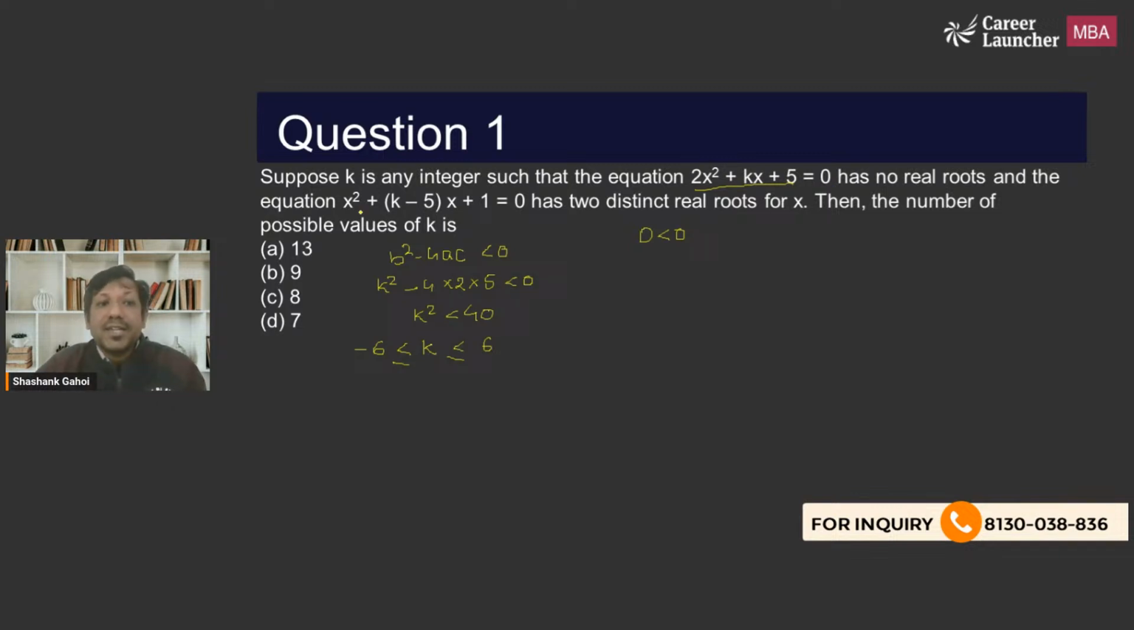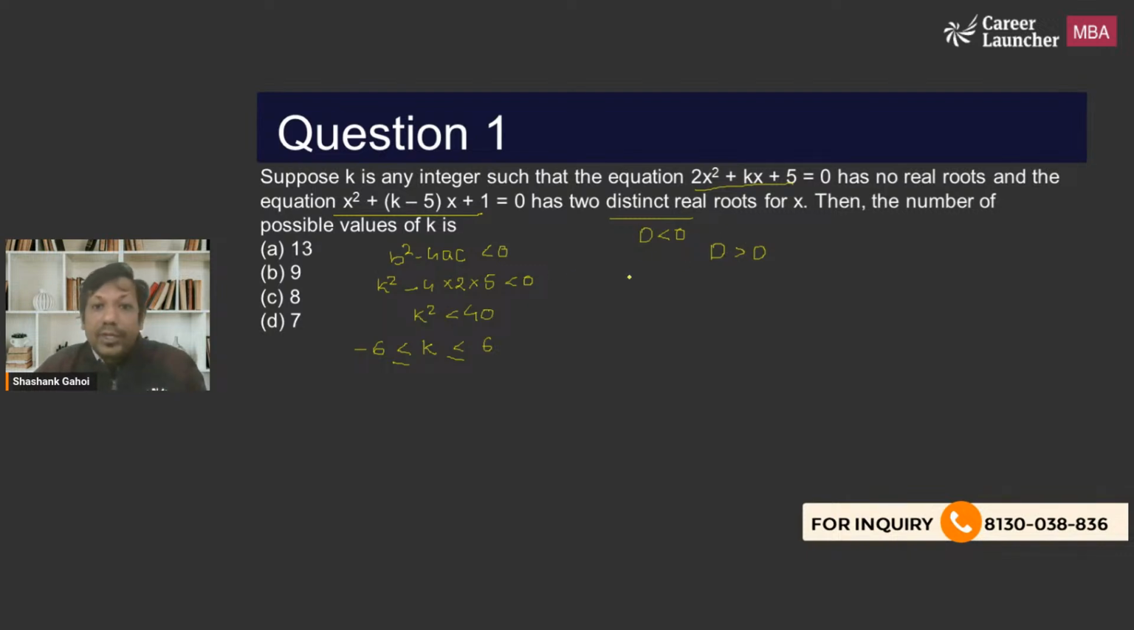Now, what is the second statement? It says that x square plus k minus 5 times x plus 1 has two distinct real roots. So in this case, D can't be equal to 0. D should be greater than 0. Because if D is 0, then there is only one root. Both roots are equal. But here it says distinct roots. So D should be greater than 0.